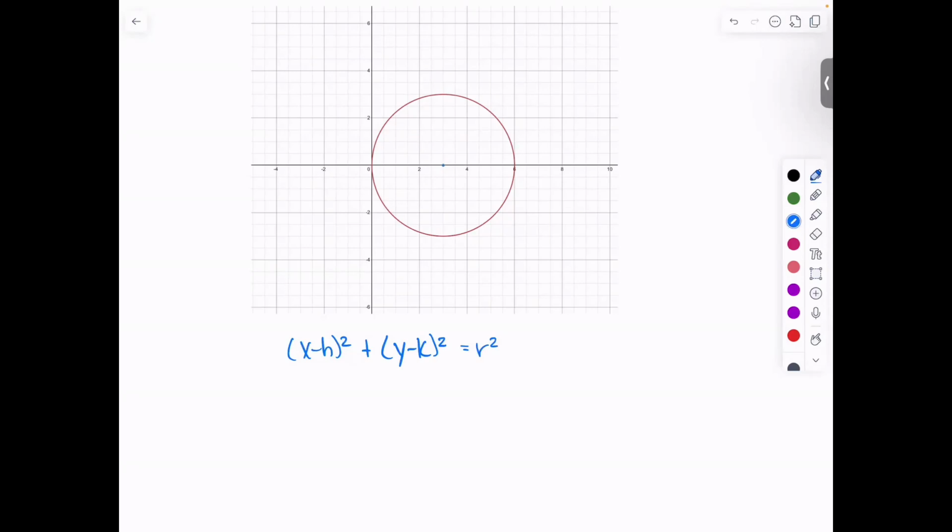R squared. All right. So H and K, that's the center of your circle. And I tried to note that right here in the middle in blue. And we can easily determine that. It looks like it's on the x-axis, so our coordinates there would be 3, 0 for the center.